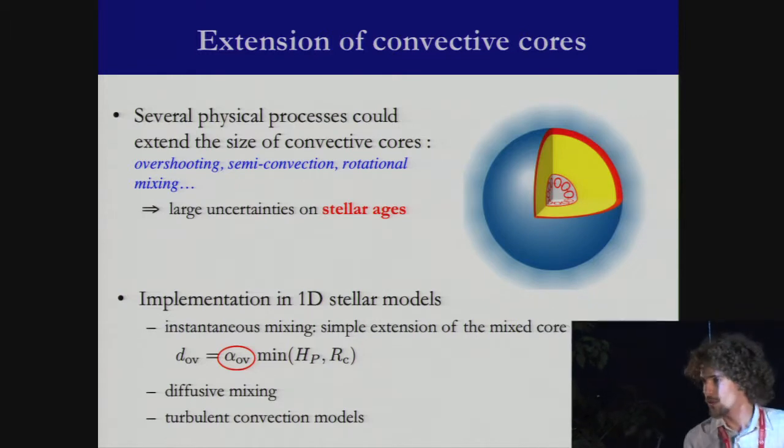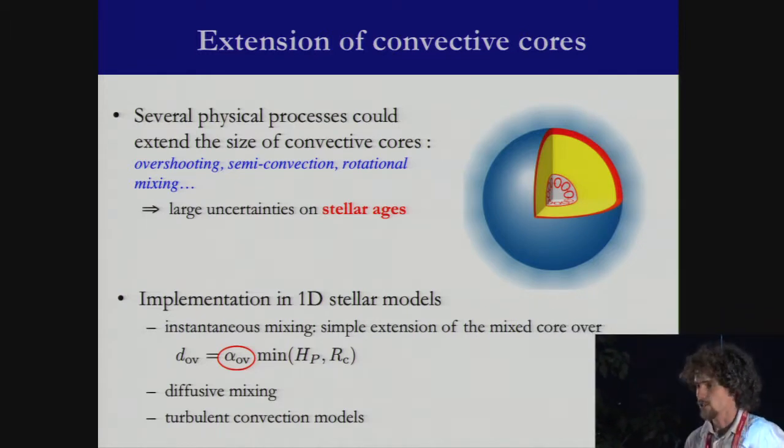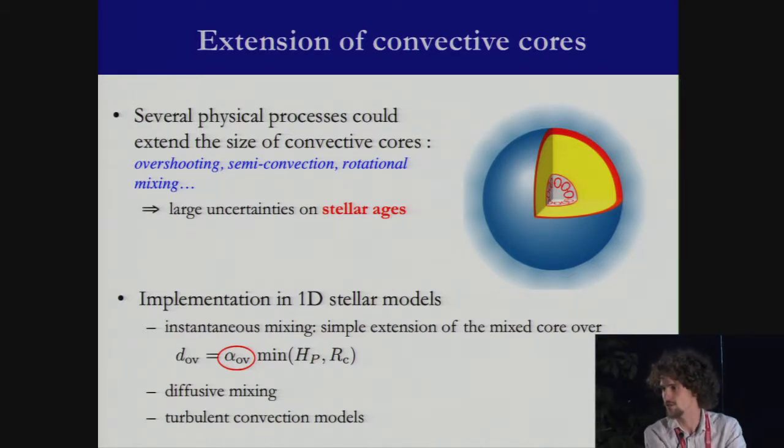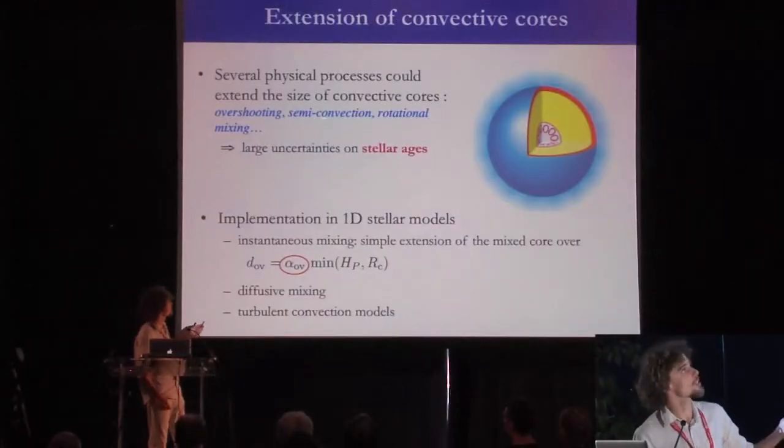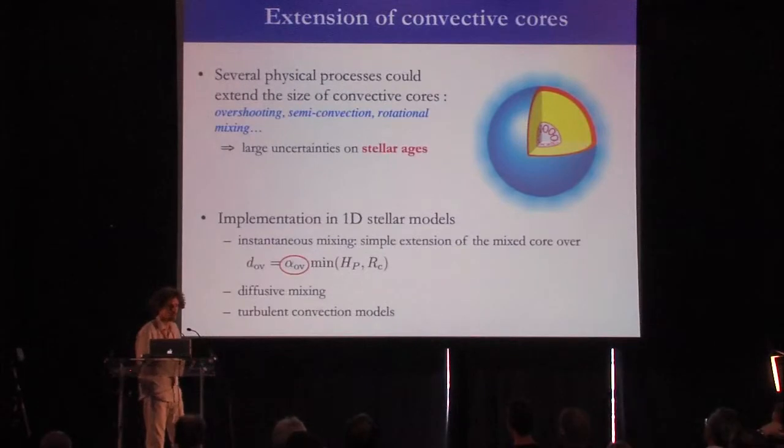So we know that there are several physical processes that are currently not taken into account in standard stellar models and that are capable of extending the size of convective cores. So we immediately think about core overshooting, but it's also the case of semi-convection, rotational mixing, etc. We've heard about this during this conference.